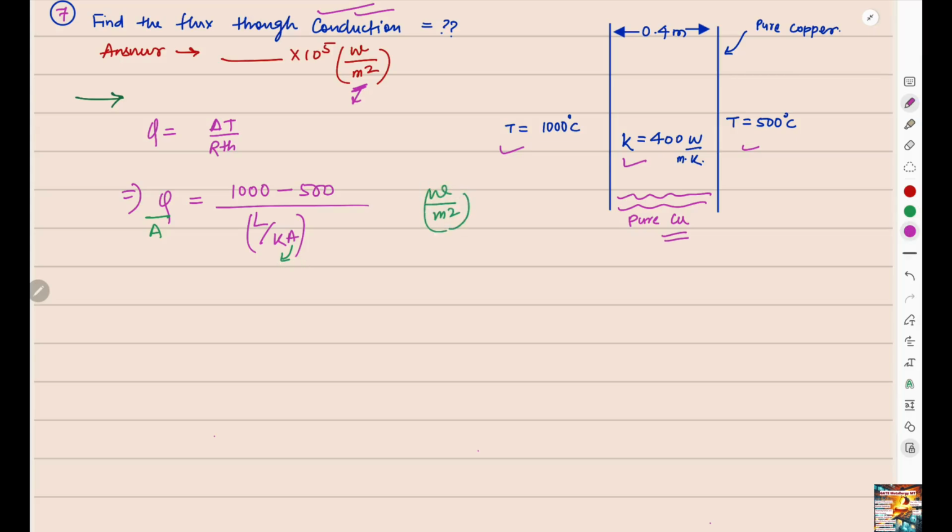Now we will substitute the values: 1000 minus 500 divided by length, that is 0.4 meter, divided by thermal conductivity, that is 400. Everything is in the same unit, so we will directly calculate from here and we will get 5 into 10 to the power 5 watt per meter square. As asked in the question, that is this integer value, so 5 is the correct answer for this question. Moving to the next question.